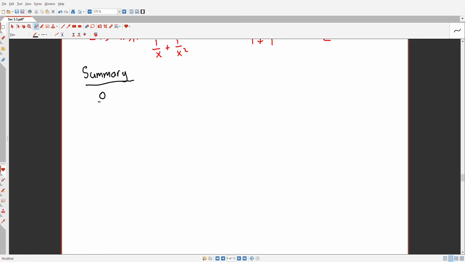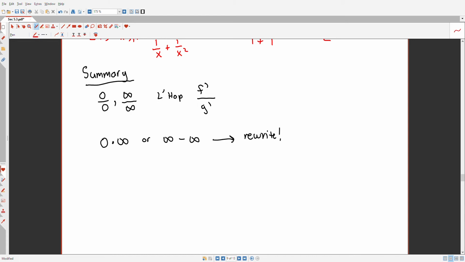So when you have 0 over 0, or any type of infinity, plus or minus, divided by any other type of infinity, you're going to use L'Hopital's rule to get this limit, f prime over g prime. If you have 0 times infinity, or infinity minus infinity, you rewrite it. What we did with our infinity minus infinity, we put it over a fraction, and I think we ended up getting 0 over 0. So this can be rewritten as one of these 2 types. Similarly, for our previous example, we did 0 times infinity, and we were able to rewrite this.